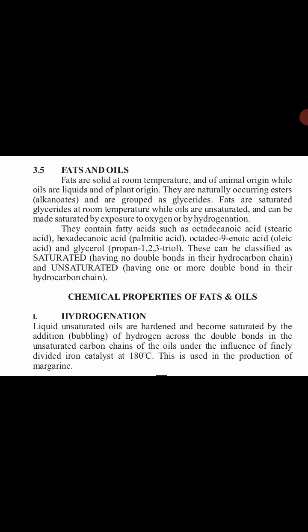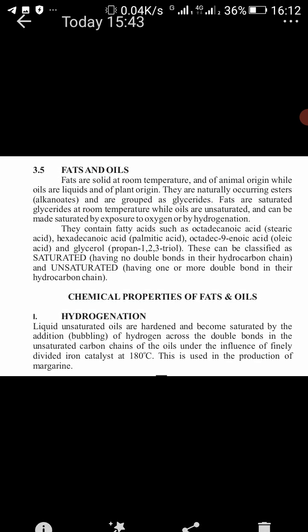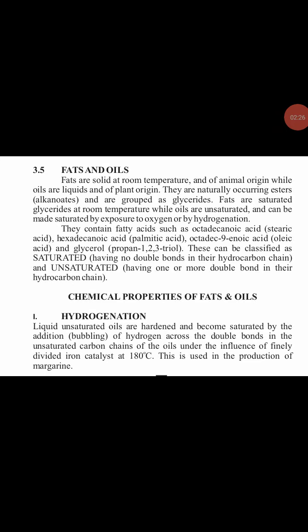Don't forget, take note, this is one JAMB question you have here. What is the catalyst used for hydrogenation of unsaturated oils? The catalyst is iron catalyst, all right? And this process, hydrogenation of oils, is used in the production of margarine, what we call butter, okay, in the production of margarine.